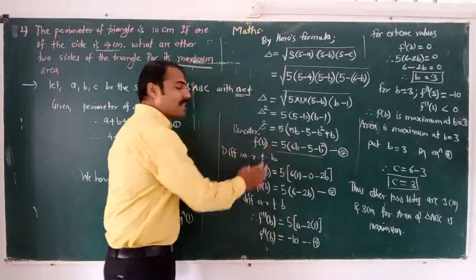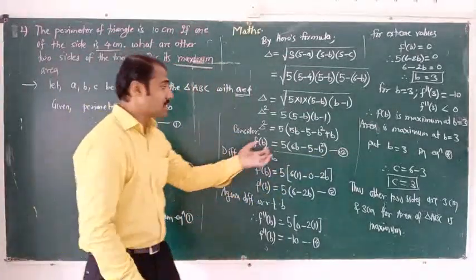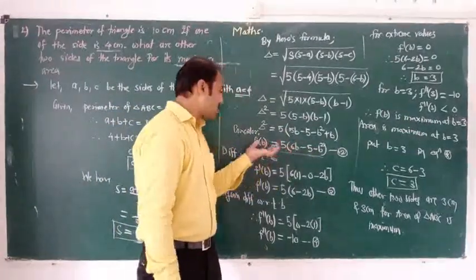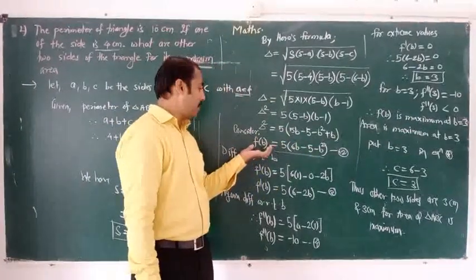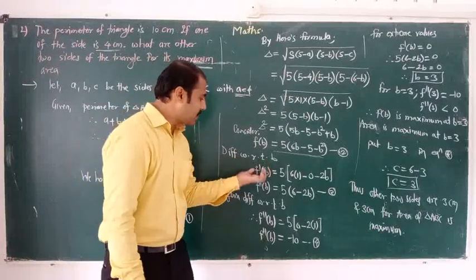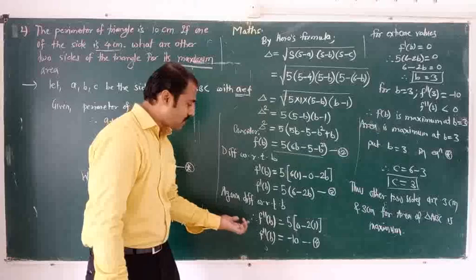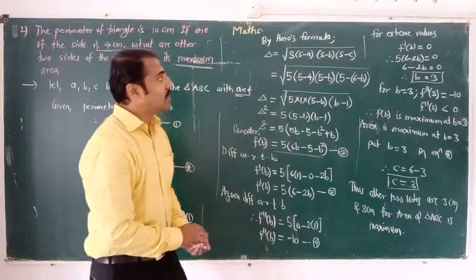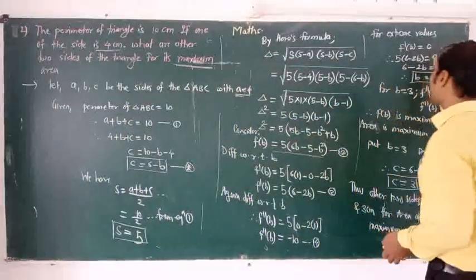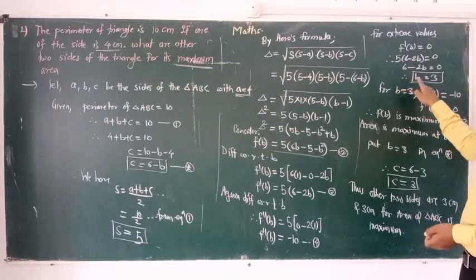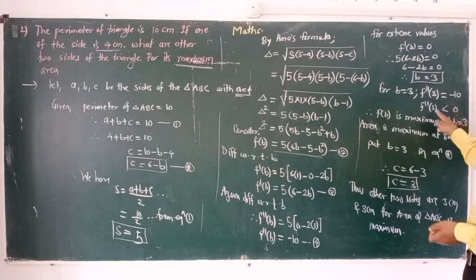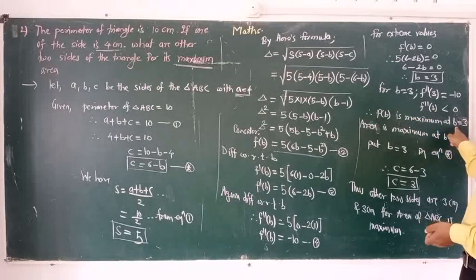That function I can denote by f of b, since the RHS is in b. On differentiating, I get f dash of b. Again differentiating, I get f double dash of b. Now for extreme values, f dash of b is equal to 0. Calculate the value of b and check whether f double dash of b is greater than 0 or less than 0. Here f double dash of 3 is less than 0, so f of b is maximum. That is, area is maximum at b is equal to 3.